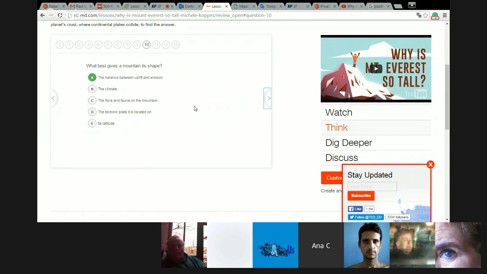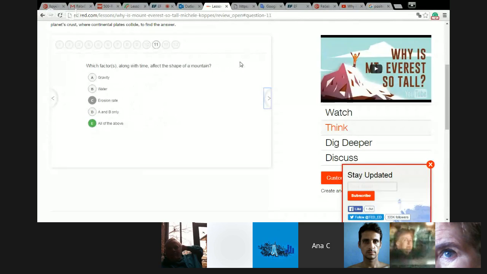Alex, what best gives a mountain its shape? Wait a minute, please. I'll guess the first one, the balance between uplift and erosion. Yes, exactly. Thank you very much.